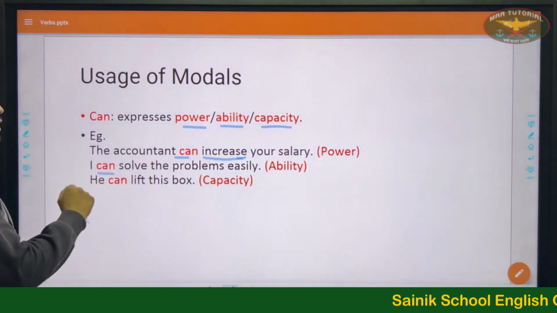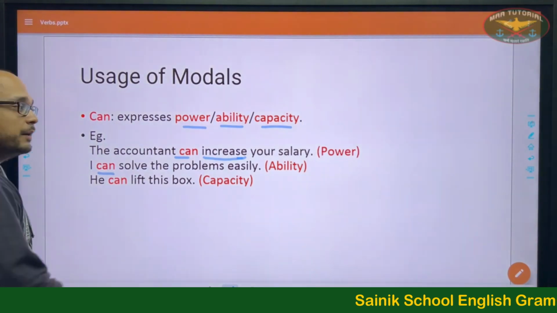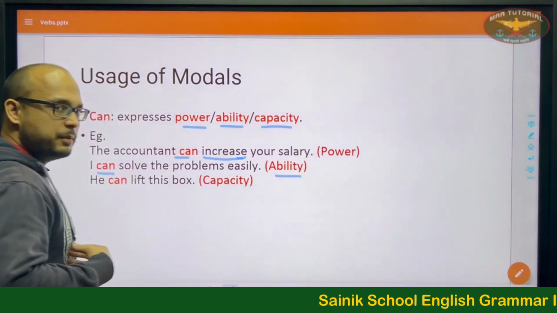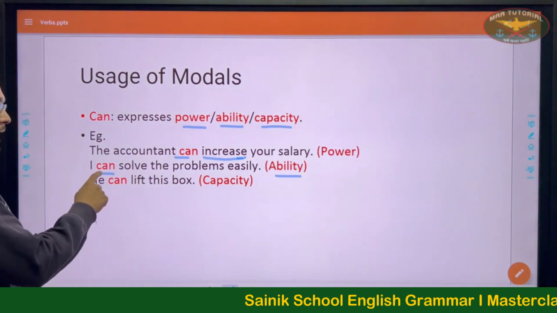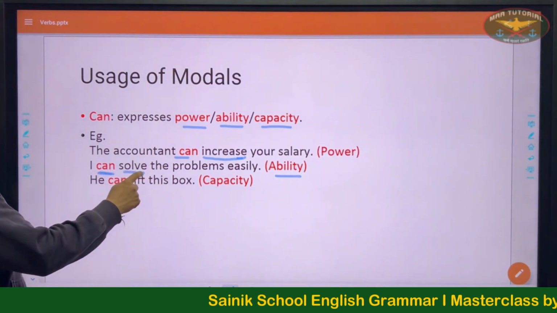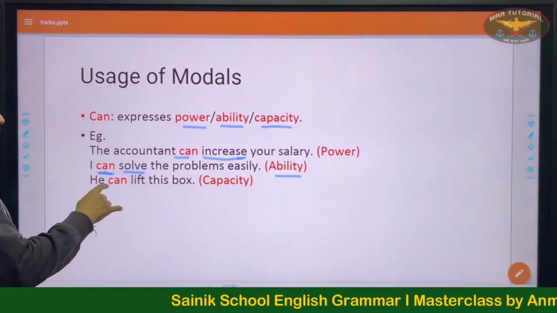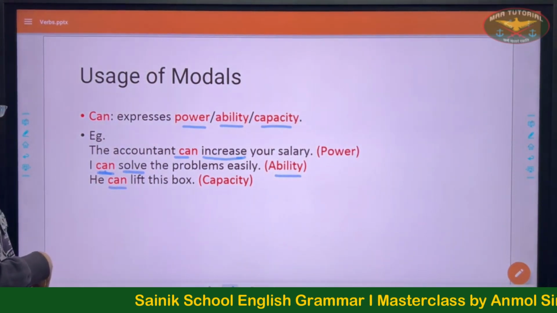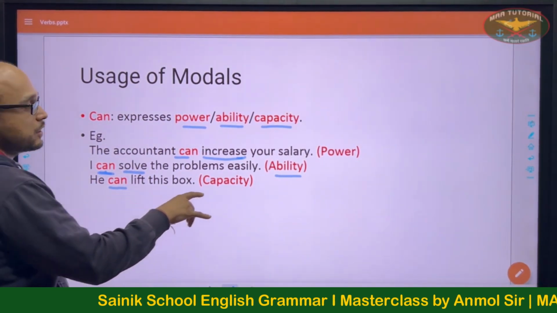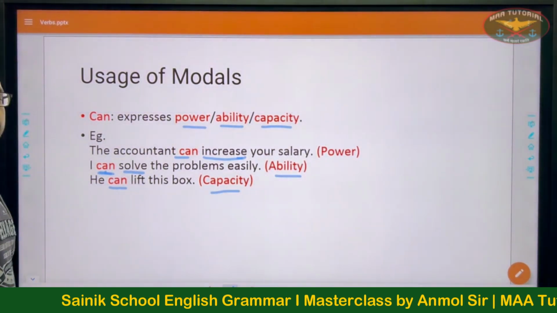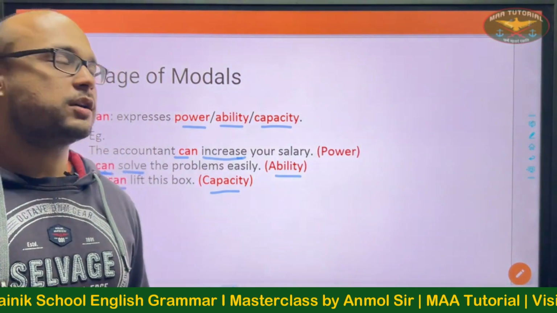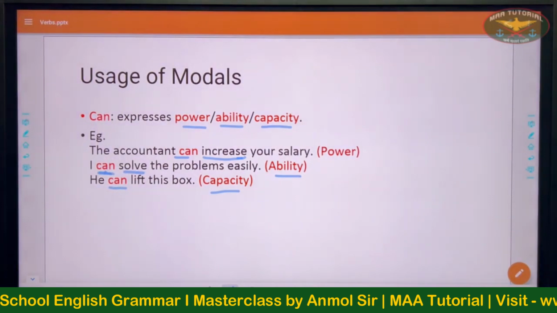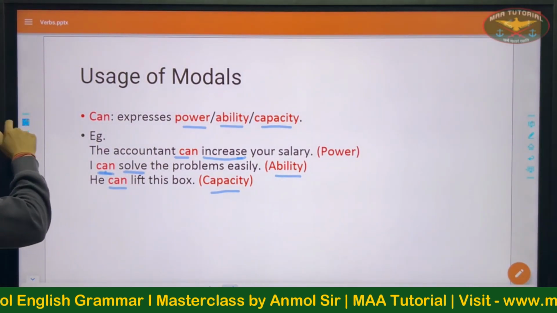I can solve the problems easily. I'm talking about my ability. I'm so capable that I can solve all the problems easily. Solve is the main verb here, and can is the modal. He can lift this box. You're talking about capacity. His strength is strong enough to lift that box. So he can lift that box. The first modal, can.